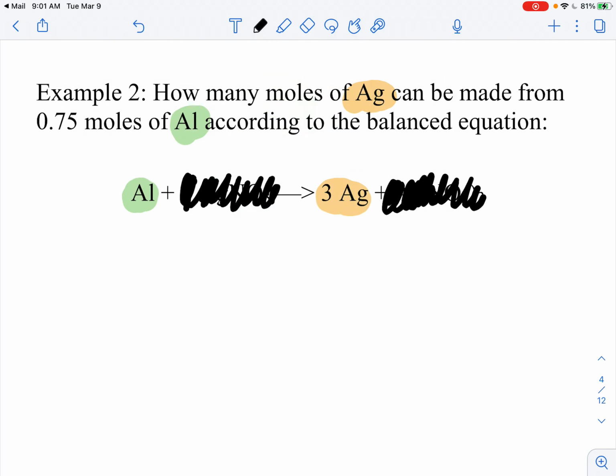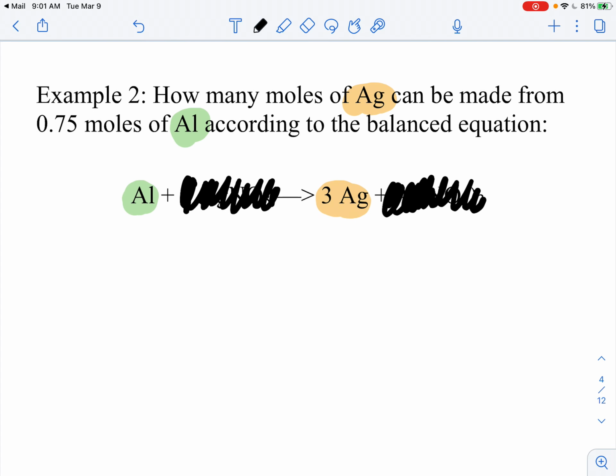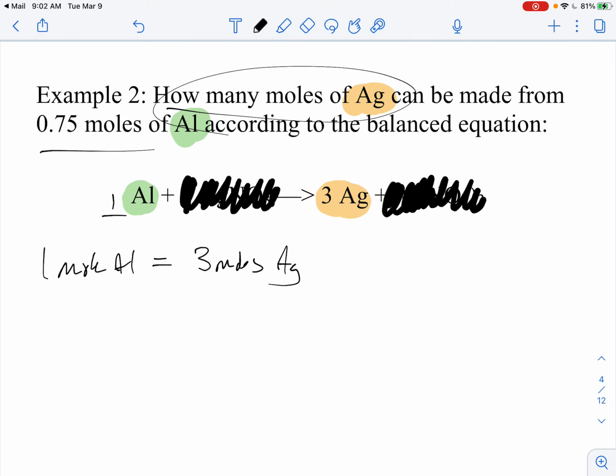You only need them for a balanced equation. And I gave you the balanced equation. So what do you know? You know that 1 mole of aluminum equals 3 moles of silver because of your balanced equation that's here. And so what does it want? It wants to know how many moles of silver can be made from 0.75 moles of aluminum. So what did they give you? They gave you 0.75 moles of aluminum.